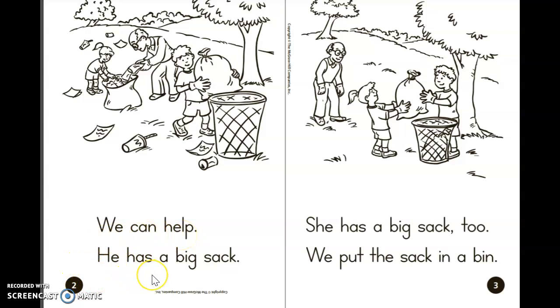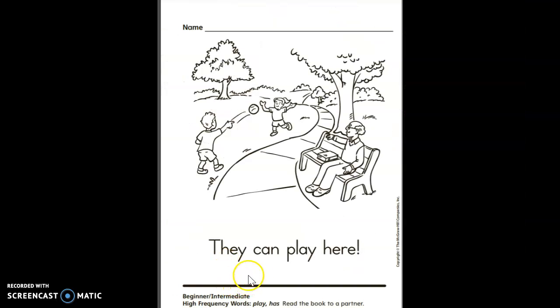He has a big sack. She has a big sack too. We put the sack in a bin. They can play here.